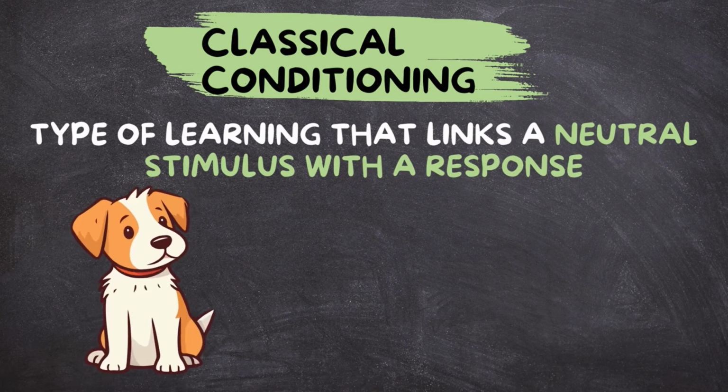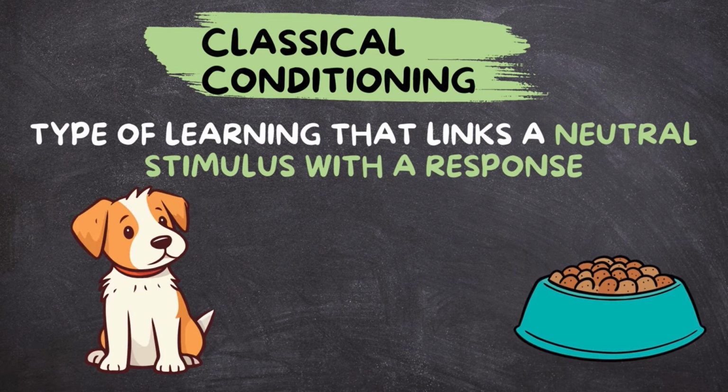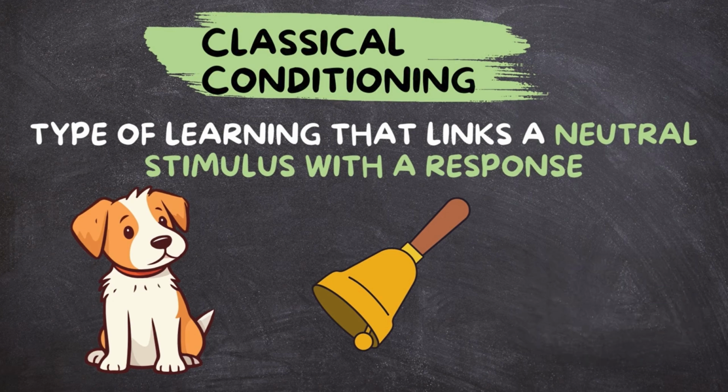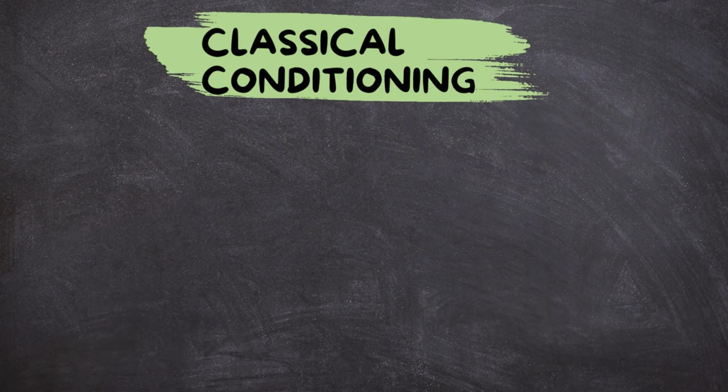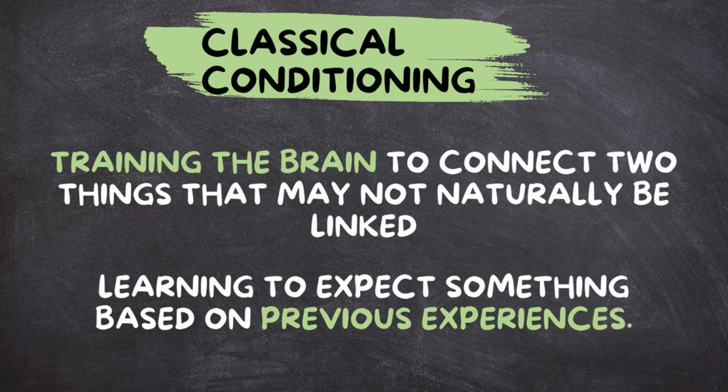Imagine a dog who always gets excited when it sees a food bowl. In classical conditioning, a bell could be rung every time the dog is fed. After a while, the dog associates the bell with food, and just ringing the bell makes the dog excited, even if there's no food in sight. In simpler terms, classical conditioning is like training the brain to connect two things that may not naturally be linked. It's about learning to expect something based on previous experiences.